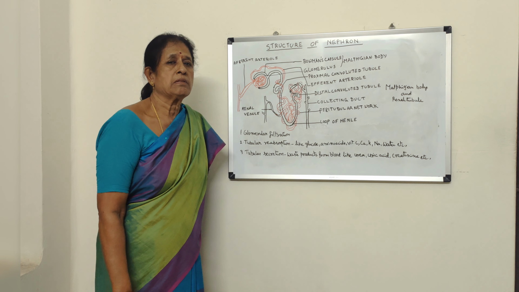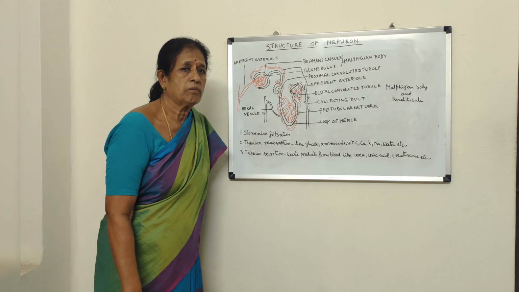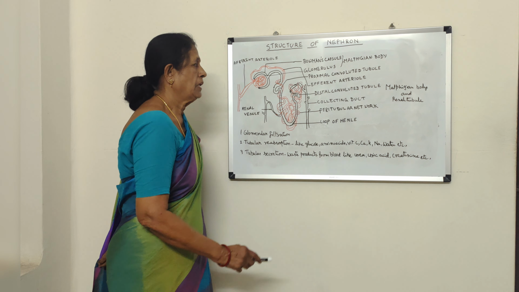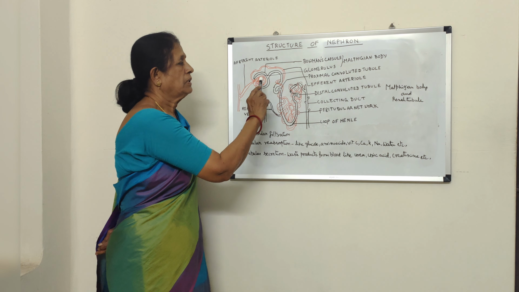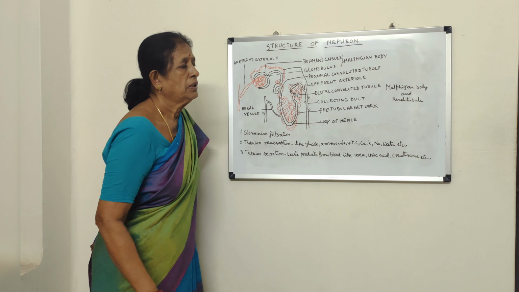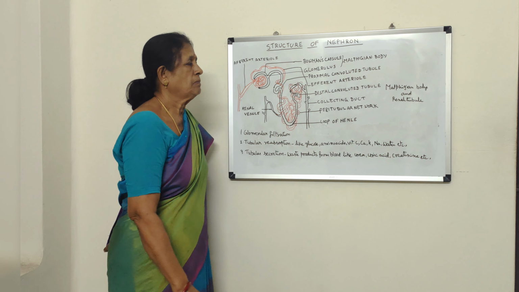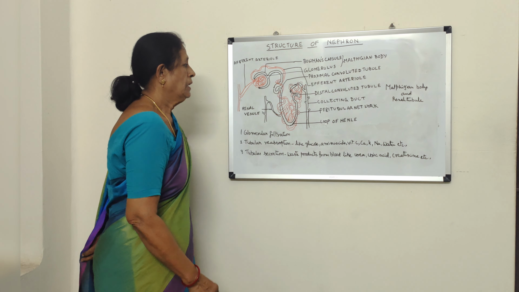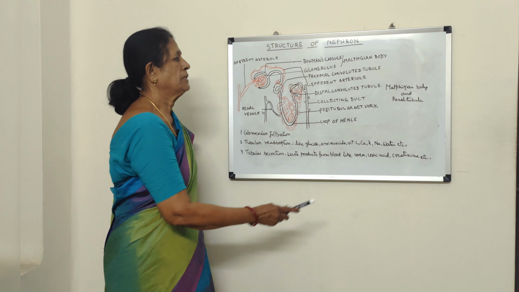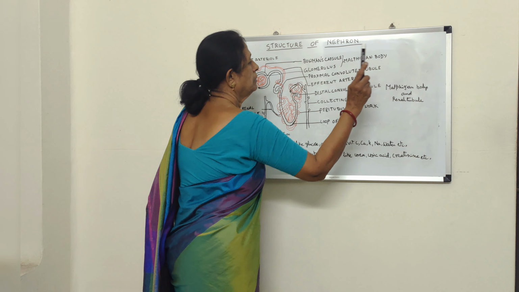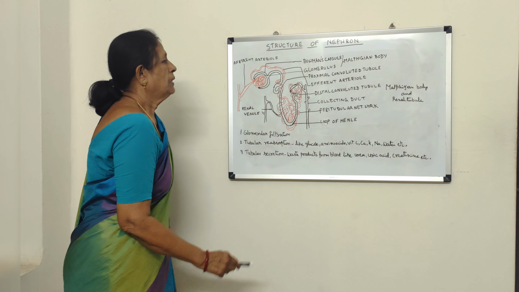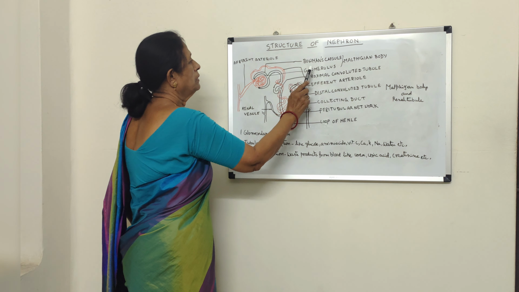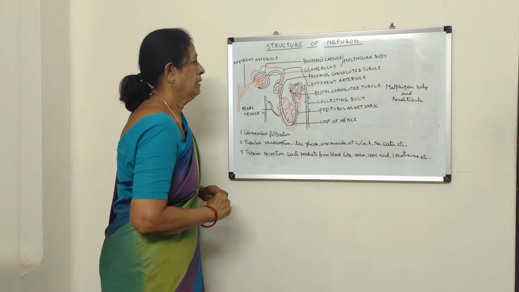Each kidney contains more than 1 million nephrons. So they filter the waste materials from the body. So what are the parts that are involved in the excretion of waste materials? That we shall see in the structure of nephron. First, nephron has two parts, Malpighian body and renal tubule. So Malpighian body and renal tubule put together make nephron.